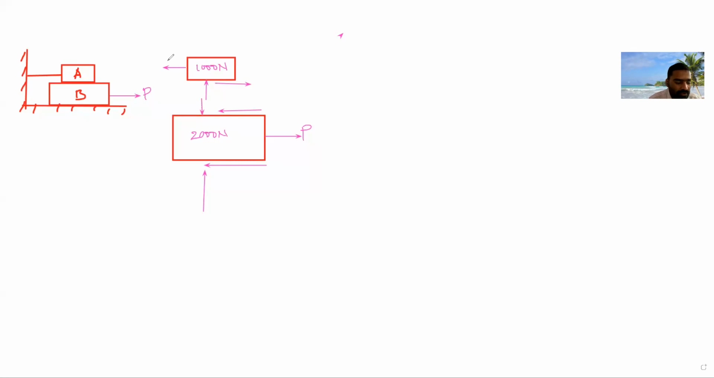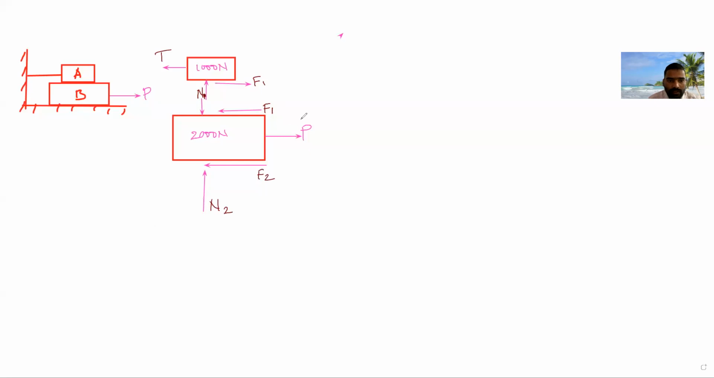So what is this one? This is the tension force. What is this one? This is F1 and this is N1. Next, what is this one? This is the same F1 only. This is F1, and this is N2 and this is F2.